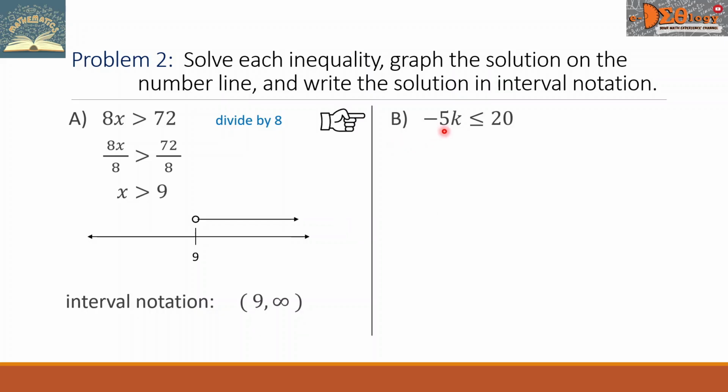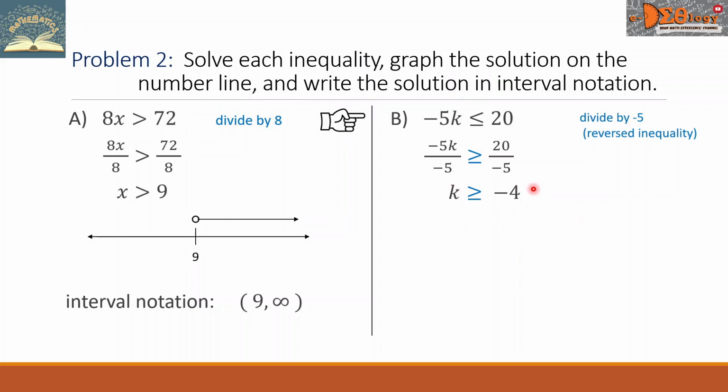Expression B, negative 5k less than or equal to 20. Let us isolate k. We divide this inequality by a negative 5. But we know the rule. If an inequality is divided by a negative value, we reverse the inequality. So it becomes like this. The negative 5k divided by negative 5, now more than or equal to 20 divided by negative 5. We simplify both sides now. The left side is k more than or equal to negative 4.